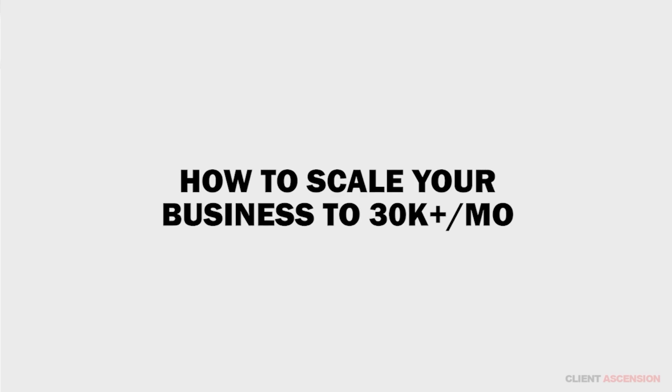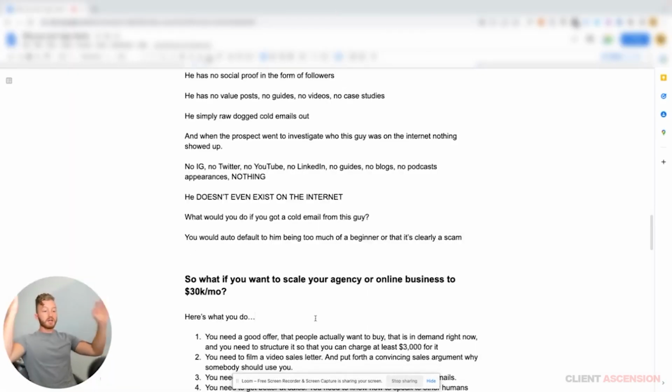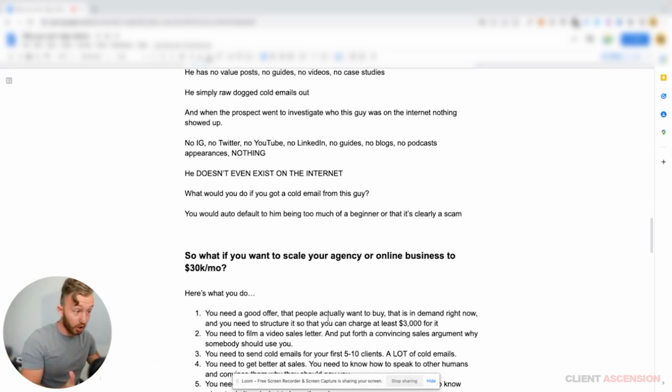So what if you want to scale your agency or online business to 30K a month? This is the only thing you do, right? You need a good offer. You need to take note of the market sophistication levels and adjust the offering. You can either adjust the offer to sell something that is at a lower sophistication level, or you have to change your strategy to adapt to the sophistication level, right?